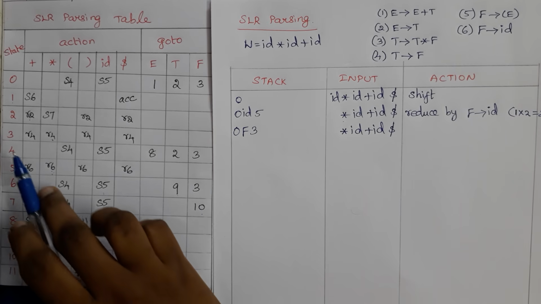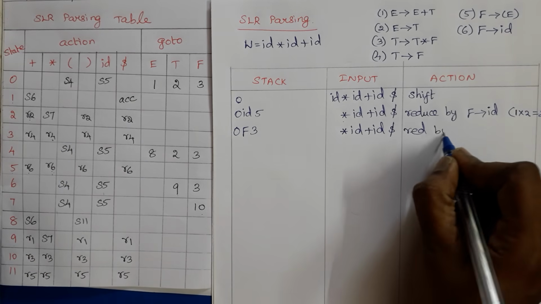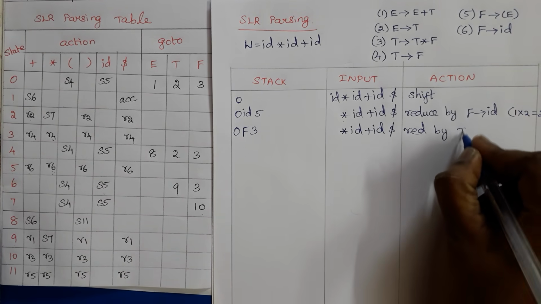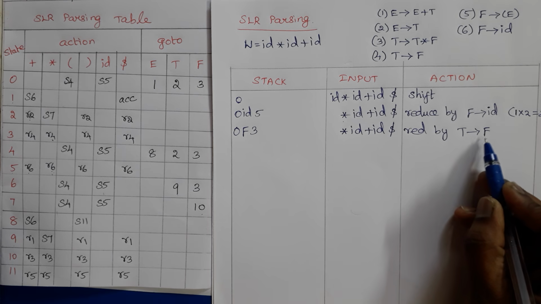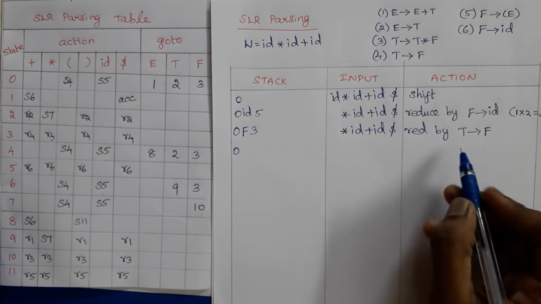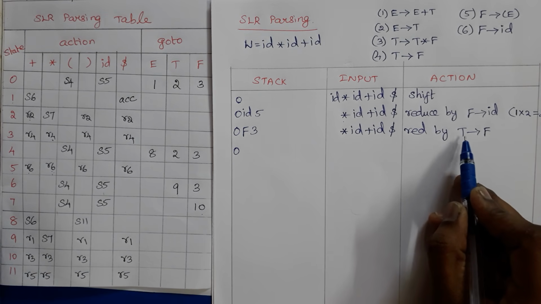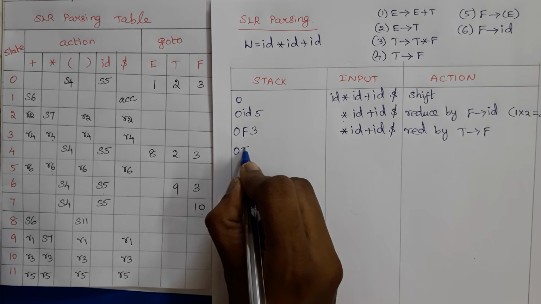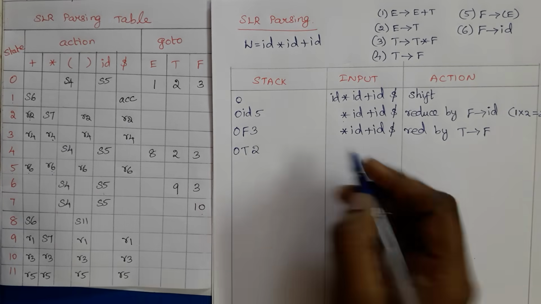3 and star. 3 and star is R4, so reduce by production number 4. Production number 4 is T tends to F. Here the length of the right hand side is 1. Multiply it by 2, so two symbols must be popped from the stack. So 0 is on top of the stack now. Then push the left hand side of the production, that is T. Then 0 and T. 0 and T is 2.